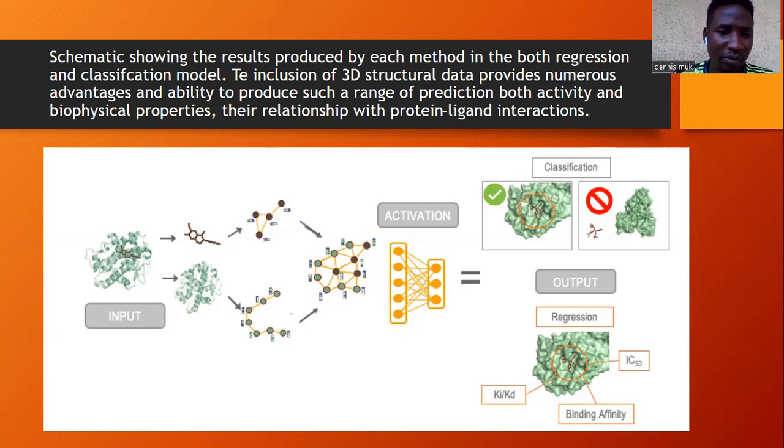Basically, it's what we're talking about here. We have the inputs, which are the proteins and the ligands. Then we have the activation. Then we have the classification and the regression. Basically, that was it with the paper I was given to review.